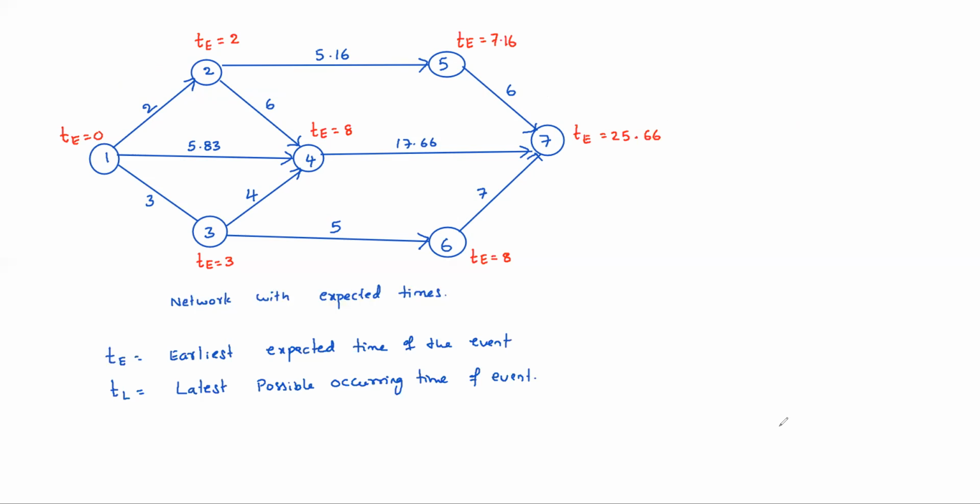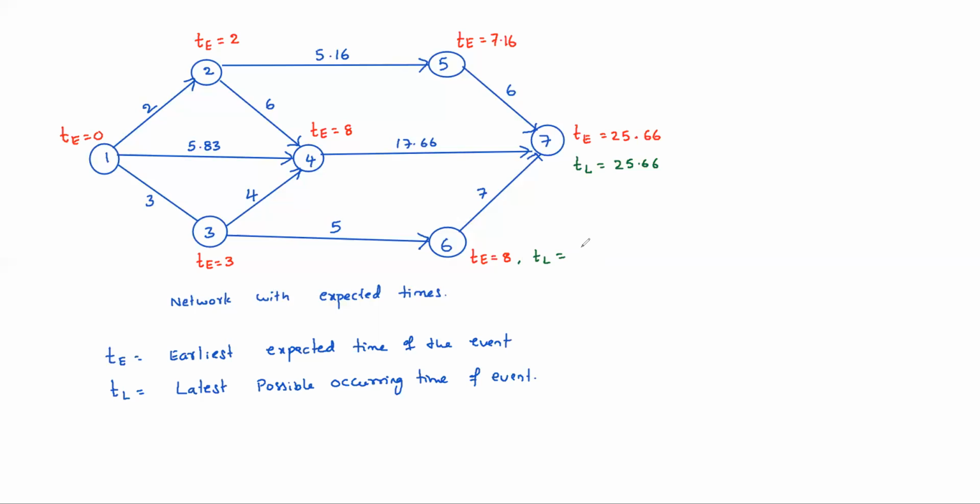Then TL, latest possible occurring times. You should come back from the last event. While coming back, if 2 tails are meeting at an event, then the least should be taken. Coming back, subtraction should be done. TL of the last event is the same as TE, so 25.66. Coming to event 6, TL equals 25.66 minus 7.